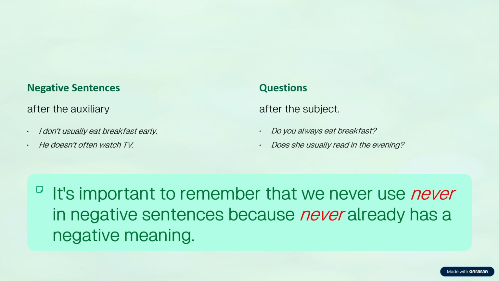It's important to remember that we never use never in negative sentences because never already has a negative meaning. Using it with another negative word like don't or doesn't would create a double negative, which is incorrect in standard English. For example, instead of saying I don't never eat breakfast, we simply say I never eat breakfast.